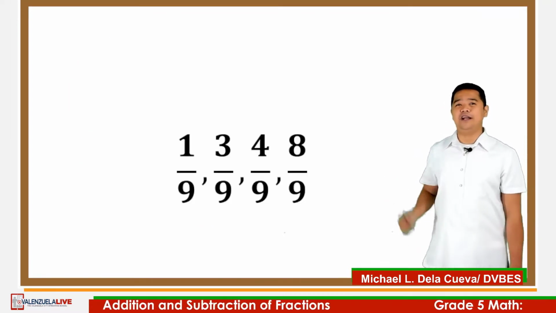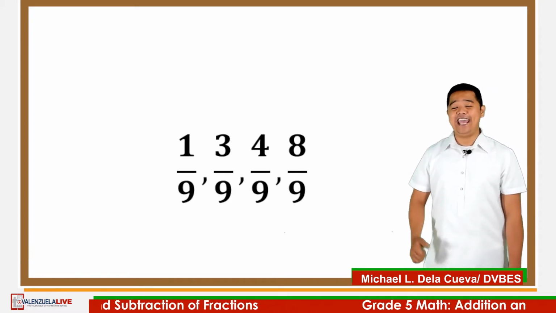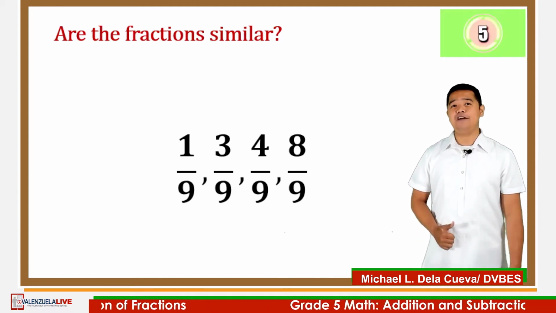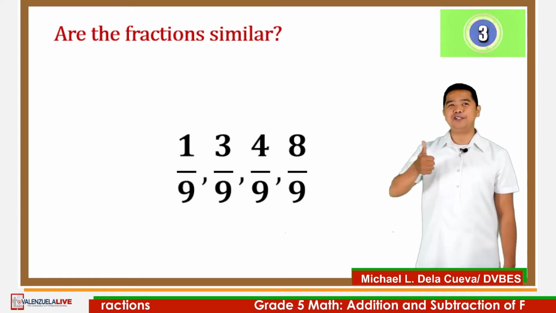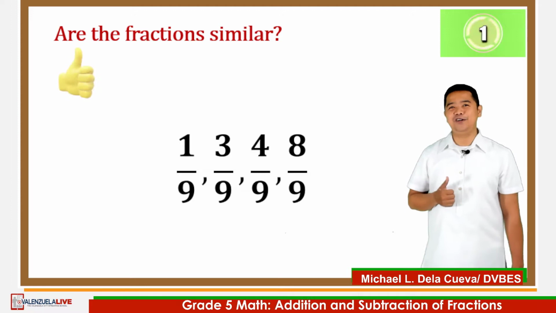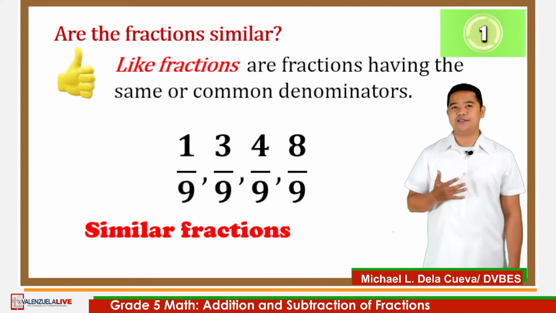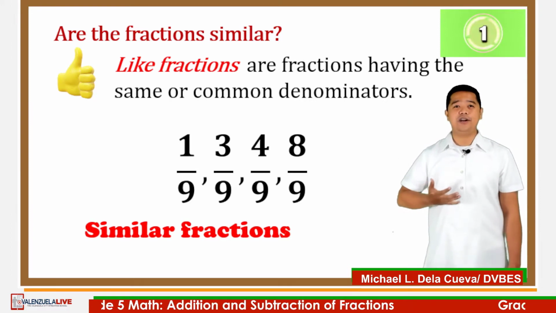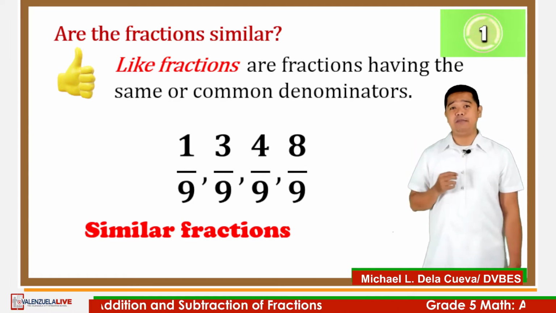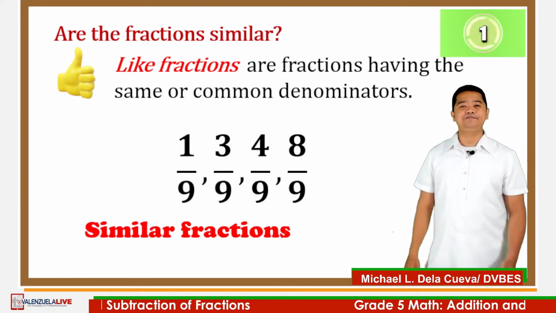Okay, how about this one? 1/9, 3/9, 4/9, and 8/9. Are the fractions similar? Okay, you have 5 seconds. Thumbs up or thumbs down? Very good. Thumbs up. They are similar fractions. Similar fractions or like fractions are fractions having the same or common denominator. As you can see, all denominators are 9.